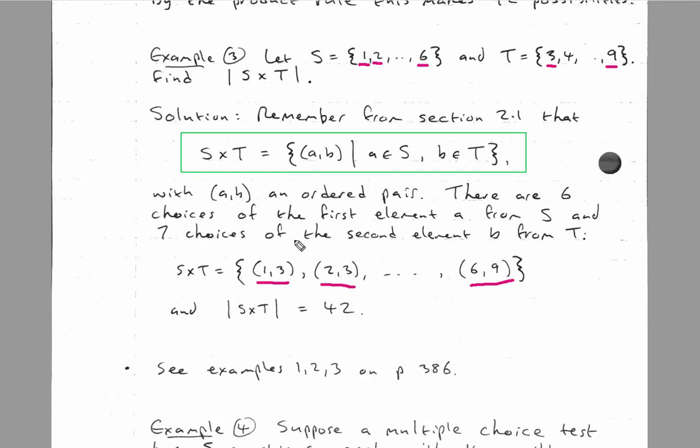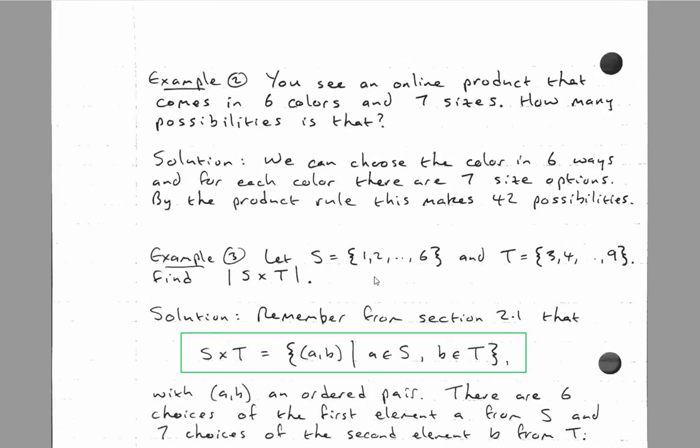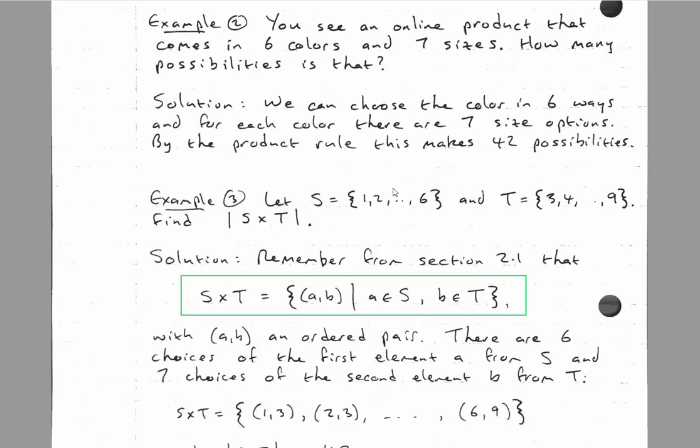So again, it's the product rule. And this example 3 is really the same as example 2. S could be the set of colors, T could be the set of sizes, so it's really the same question.